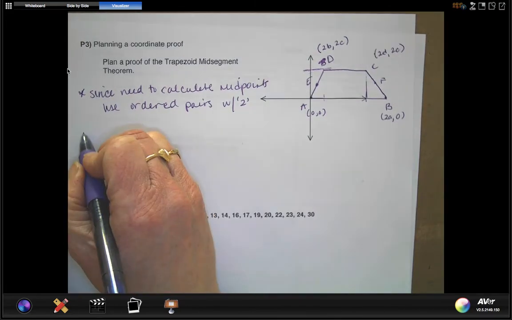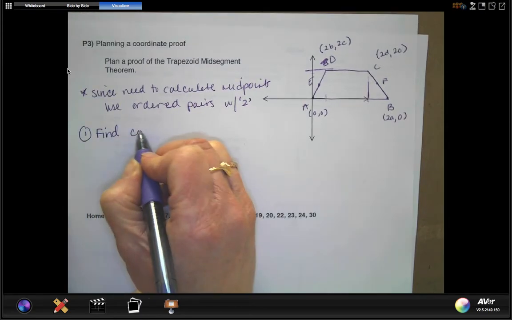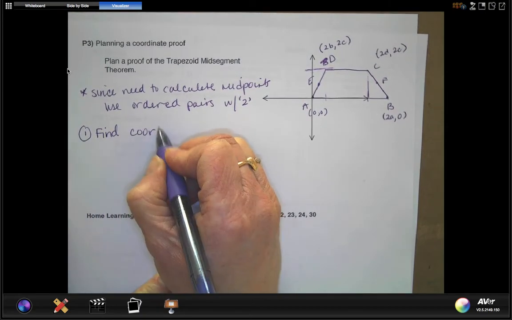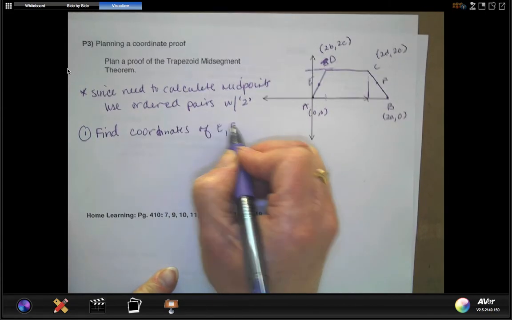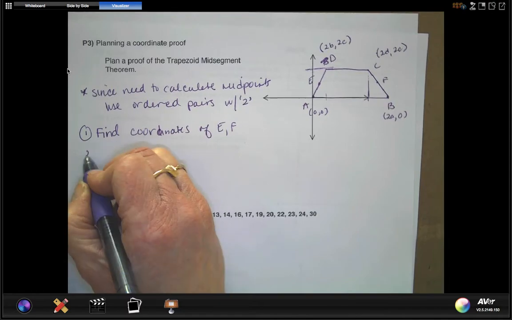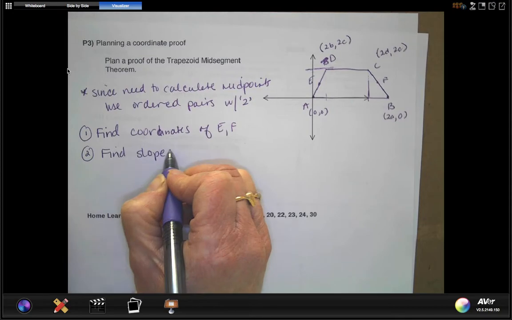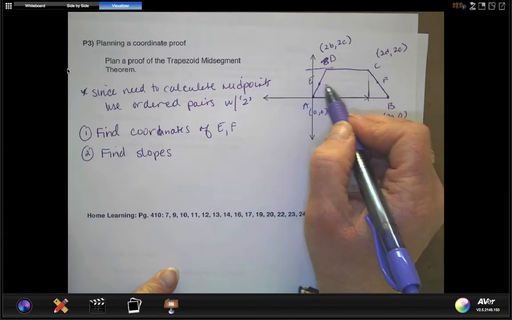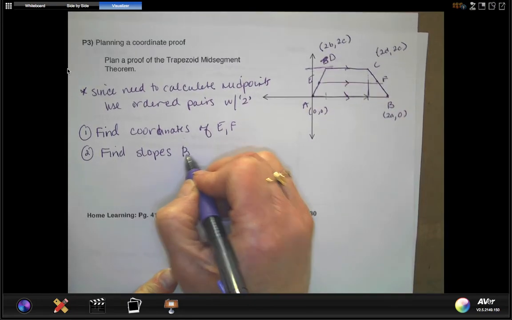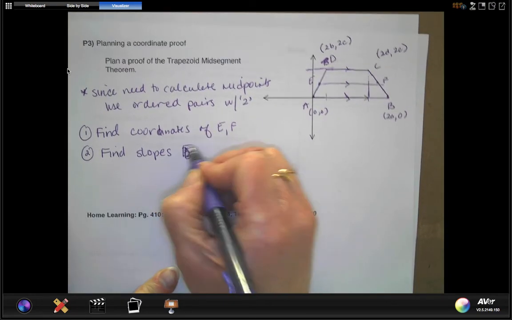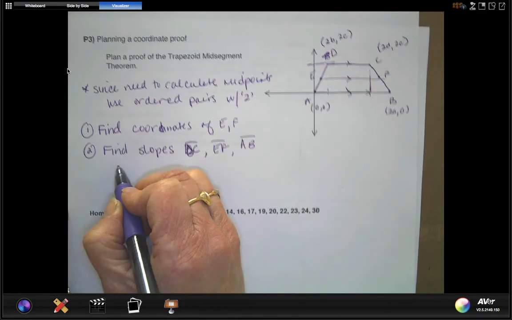So if I was proving the trapezoid midsegment theorem, my plan would be to find the coordinates of E and F. So I'm going to have to find out what those are. I'm going to have to find the slopes. Because remember, the trapezoid midsegment theorem says all these lines are parallel, so I'm going to have to find the slope of DC, the slope of EF, and the slope of AB, and show they're all the same.